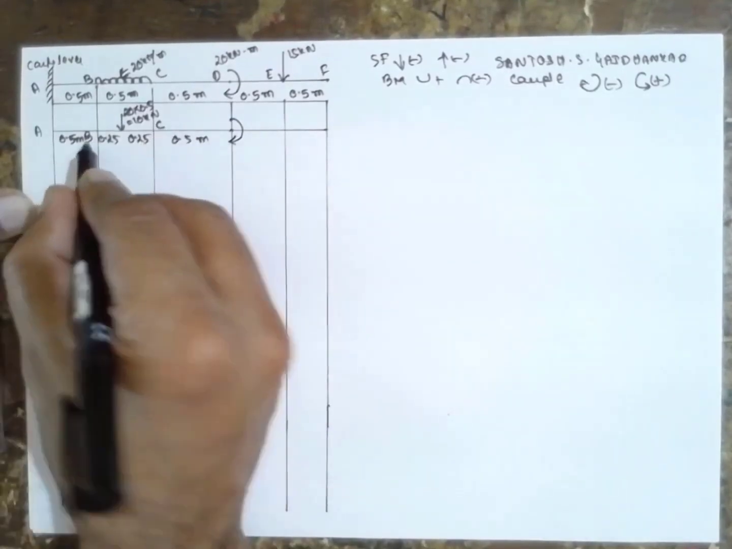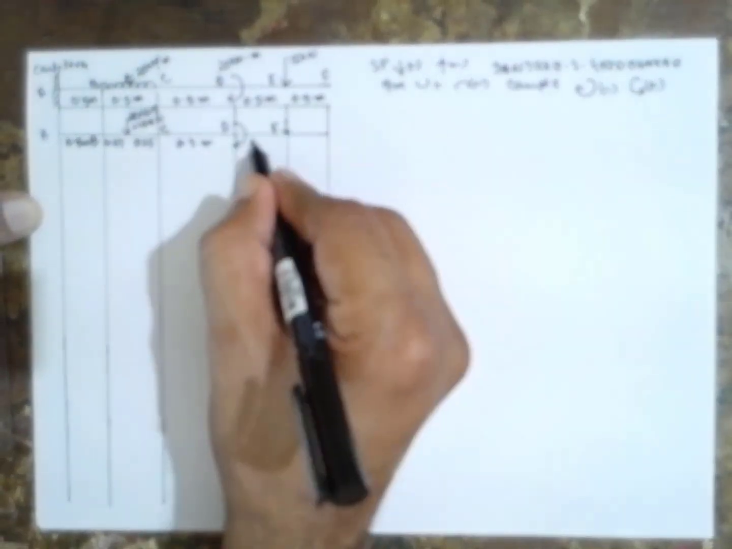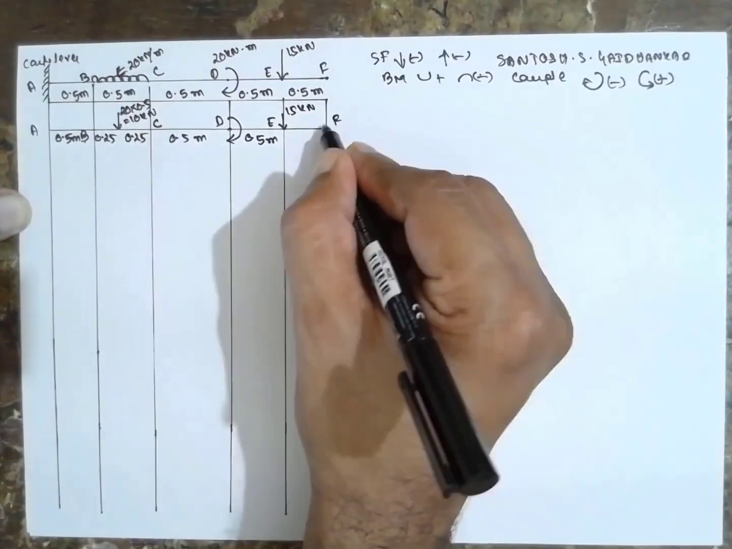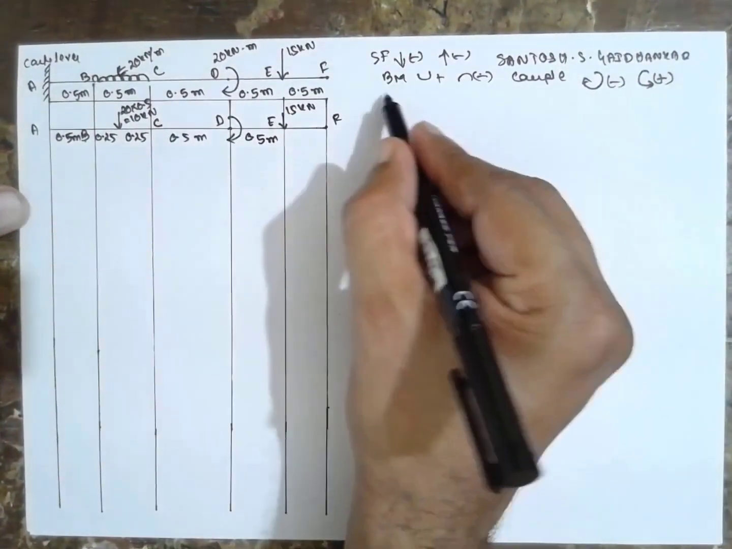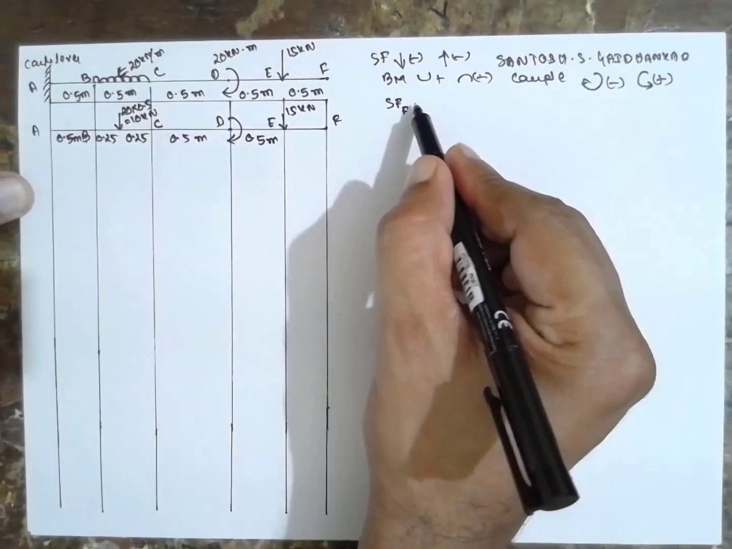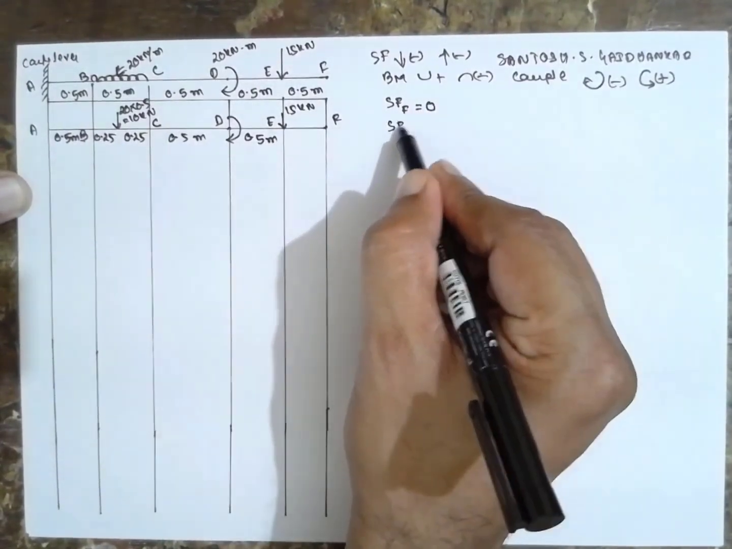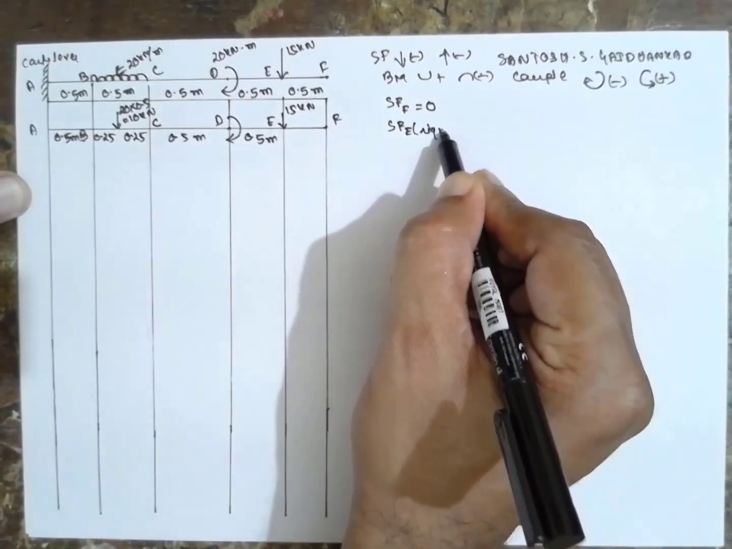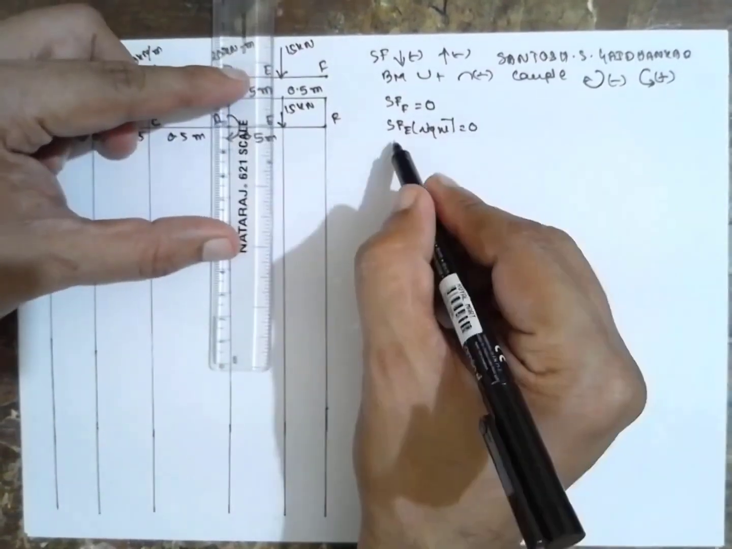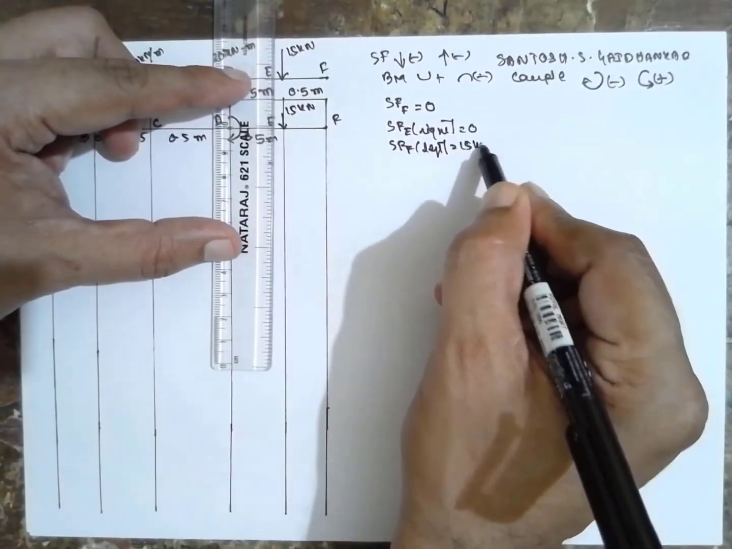This is the C point, this is the B point, this is the D point. E, downward 0.5 meter, 15 kilonewton. F, there is no force here. Now first SF at F, there is no load, therefore directly 0. SF at E, you have to consider right and left. Right there is no load, 0. On left SF at E, 15 kilonewton.